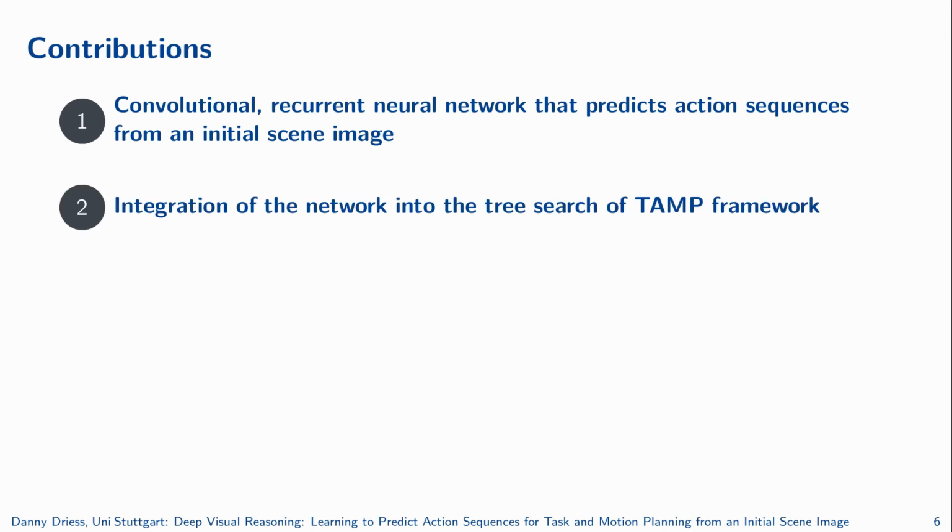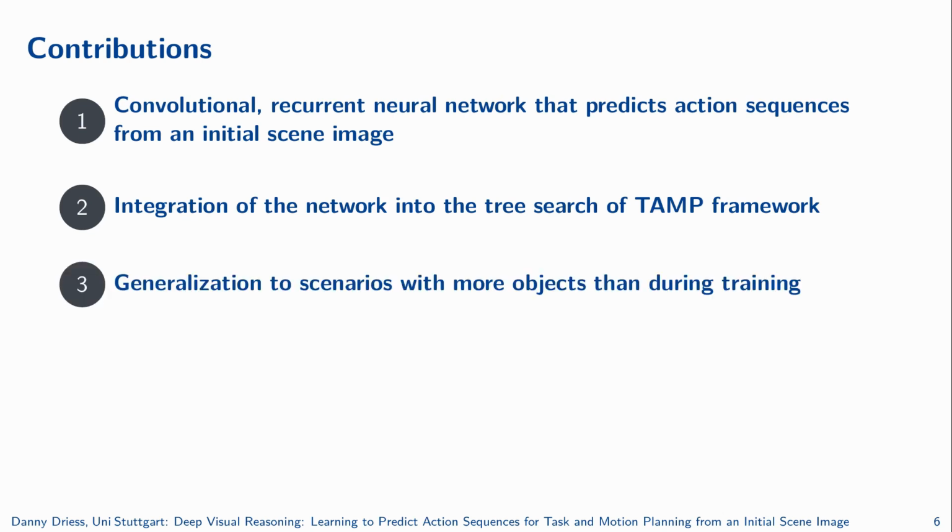We develop how this network can be integrated into the tree search of logic geometric programming. And the cool thing is that although the network has been trained on only 2 objects in the scene at the same time, it generalizes to scenes with multiple objects. A key aspect why this is possible is because we represent the scene and the goal in the image space.